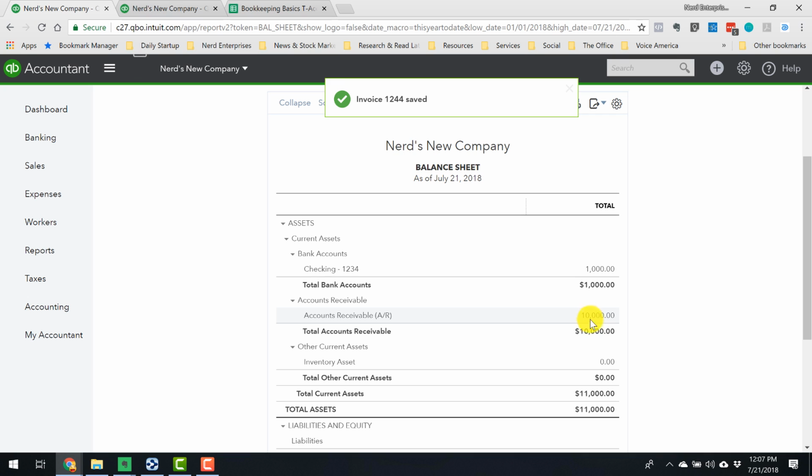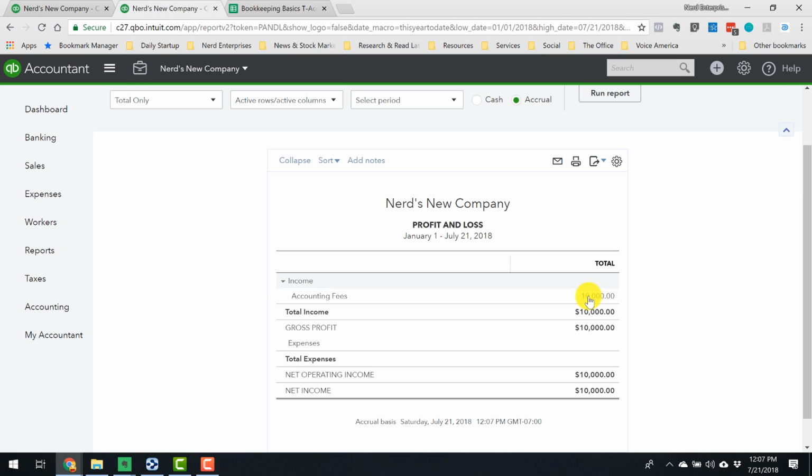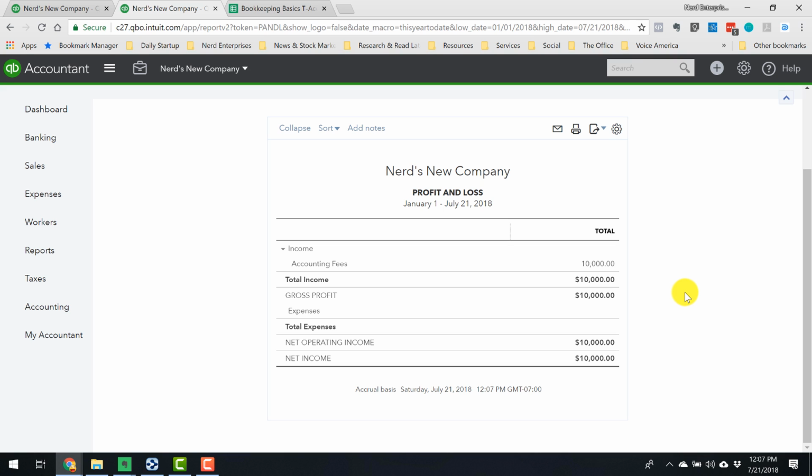There's my accounts receivable. Let's go over to my profit and loss. There's my accounting fees for $10,000, right? So that takes care of transaction number 2.